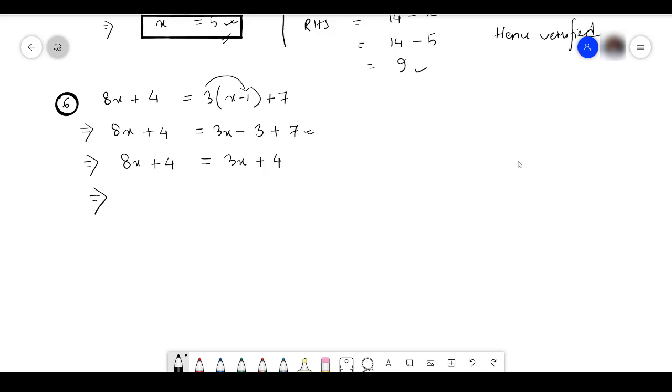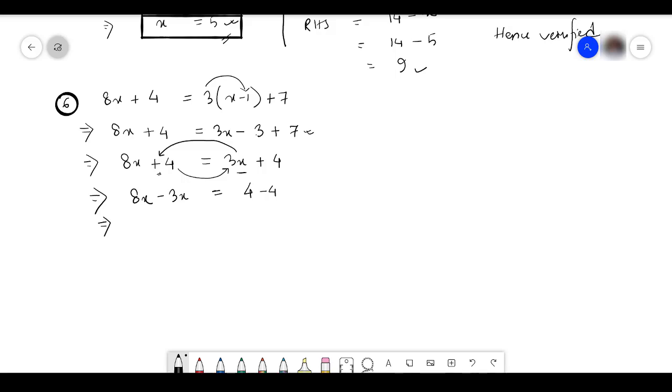After that, 8x, this term will come to this side, means it will be minus thrice x, because in this side it was positive. When it is shifted to the opposite side, it will turn negative. At the same time, 4 was initially there. This 4, when shifted to the opposite side, it will be minus 4, because this was plus here. When shifted to the opposite side, it will turn minus. So I get here 5x is equal to 4 minus 4, it will be 0.